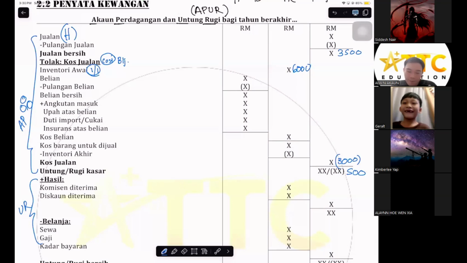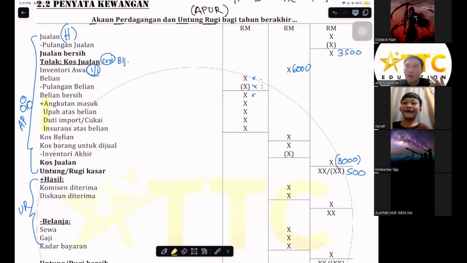Then belian. We buy an amount, we buy something else, and then we also return something. The amount that is stated here, you can imagine it as number of units. So you won't feel OCD. Then you get belian bersih. And then we also have this thing called the, additional cost for your purchases. It's like you buy things on Shopee, Lazada, Taobao, right?